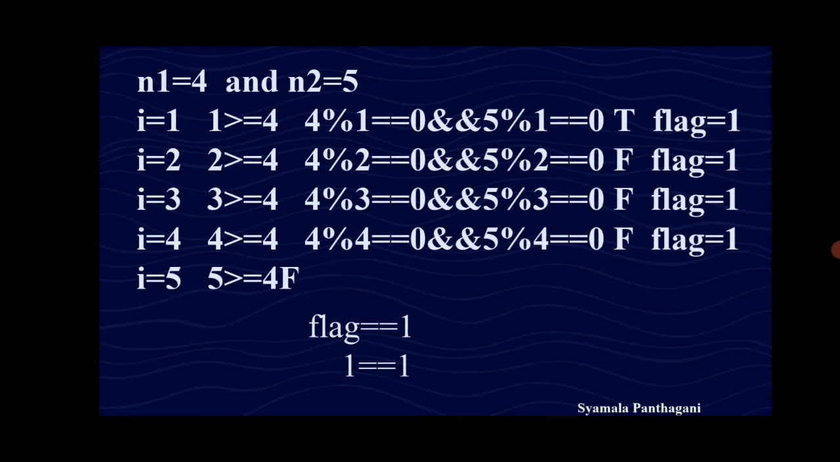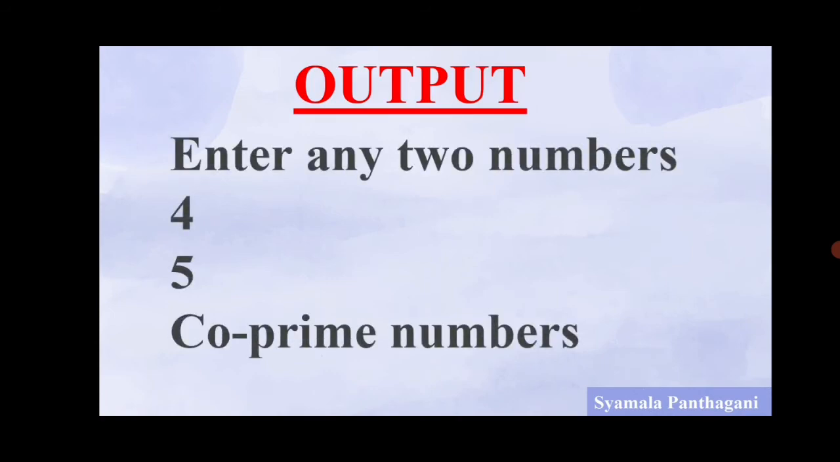Now, I would like to give you the example of the output. Output is: enter any two numbers. I have entered 4 and 5. The output is co-prime numbers.